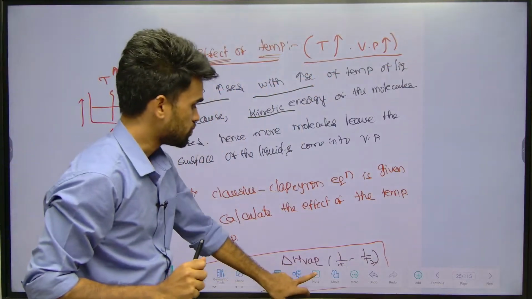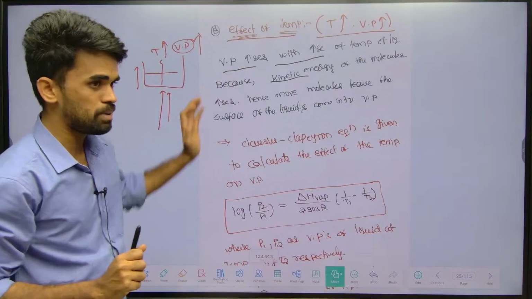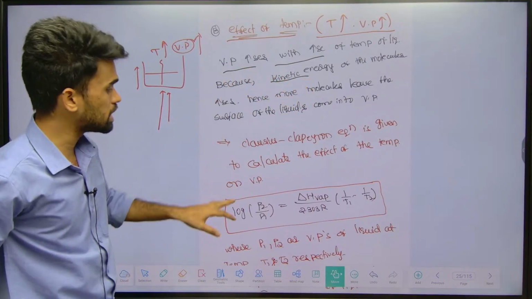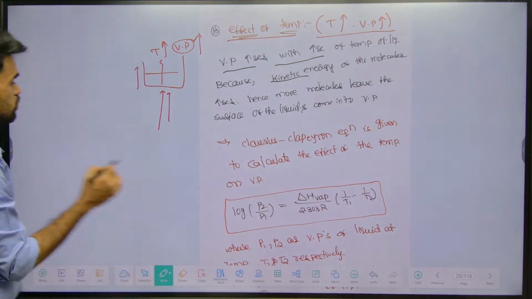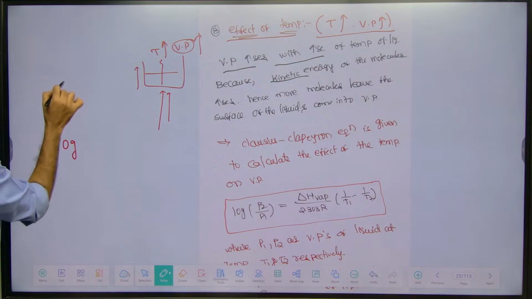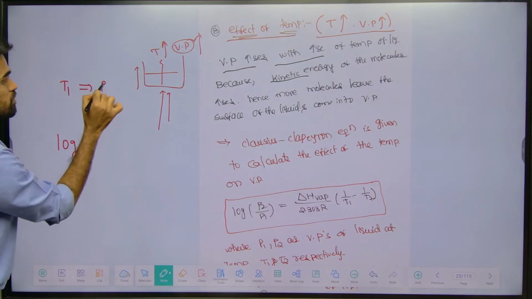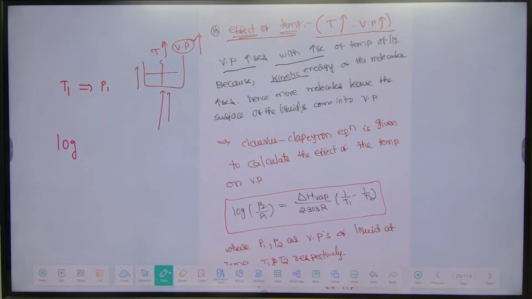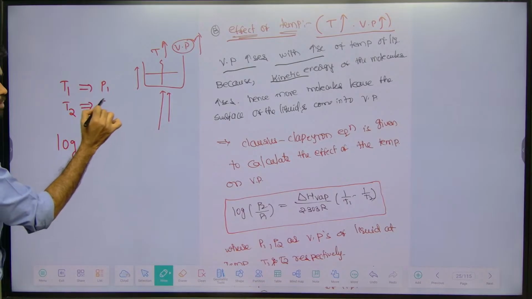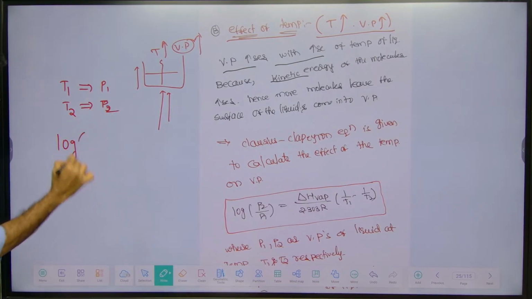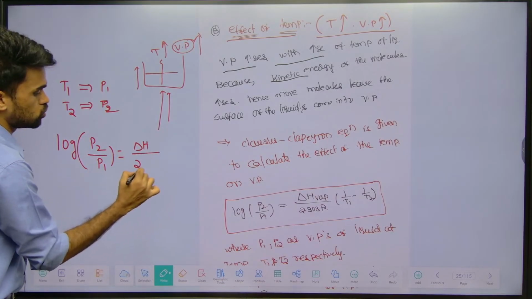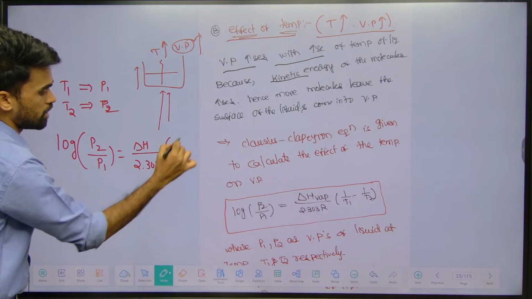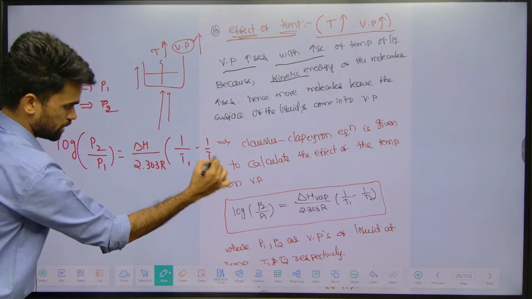Then next, the exact relation between temperature and vapor pressure is given by the Clausius-Clapeyron equation. So what is this equation? At a temperature T1, the vapor pressure is P1. At temperature T2, the vapor pressure also increases, and it becomes P2. So log P2 by P1 equals delta H by 2.303 R times 1 by T1 minus 1 by T2. Write it like this.